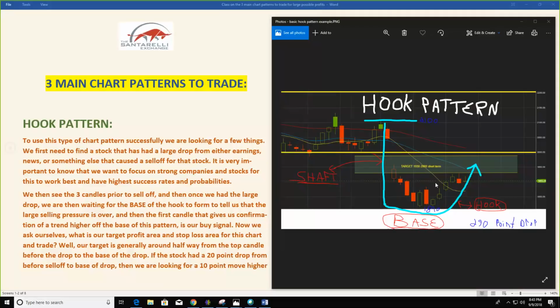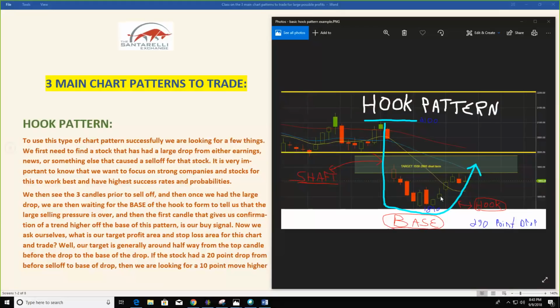So right here, if you could see my mouse going around it on the right-hand side here, the hook pattern, this is going to be our entry for a hook pattern. All right, so that's our entry. Now, when we're making a hook pattern trade, what we want to do before we enter into that trade is decide where our target is and where our stop loss is. And the beautiful thing about a hook pattern is the chart's going to tell us everything.